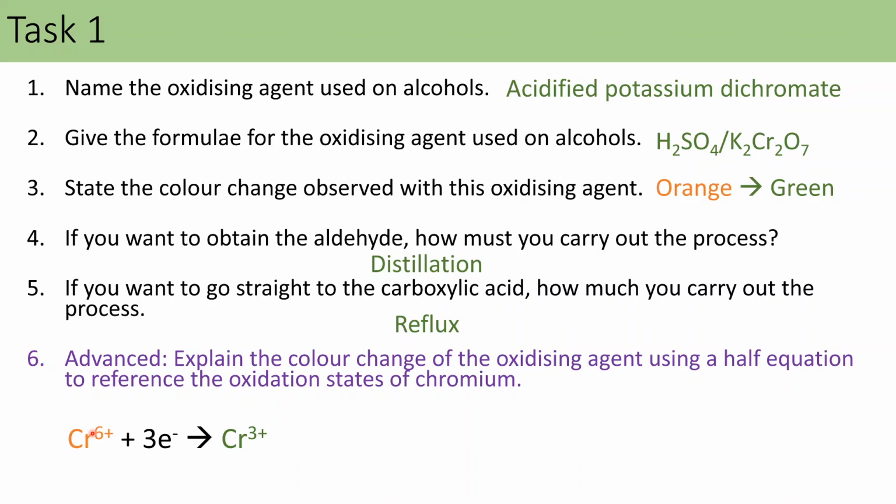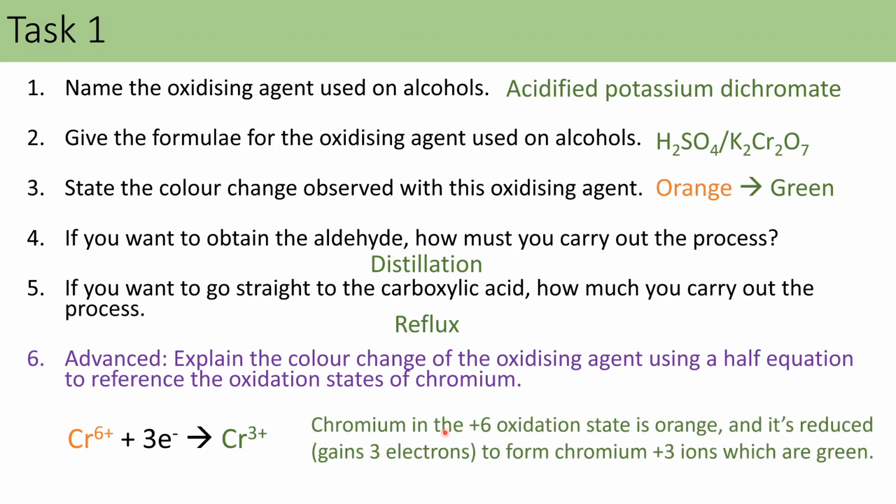So oxidising agents actually oxidise another substance by themselves becoming reduced. I've shown here the orange chromium 6+ ions gaining 3 electrons to become green chromium 3+ ions. So we could argue that chromium in the 6+ oxidation state is orange, and when it's reduced, it gains 3 electrons to form +3 chromium ions, which are green.